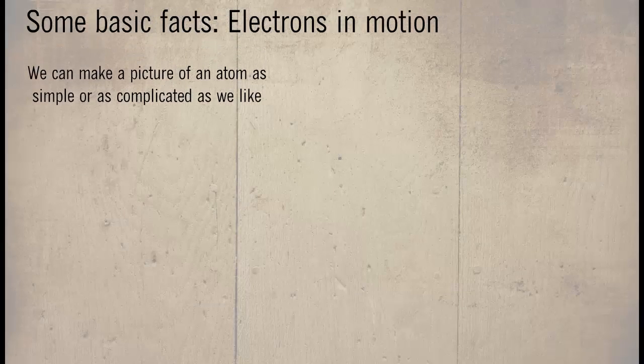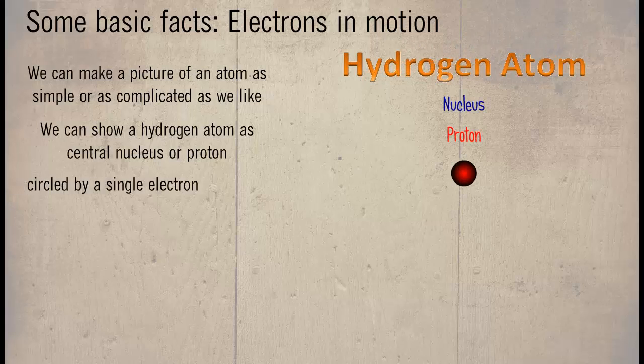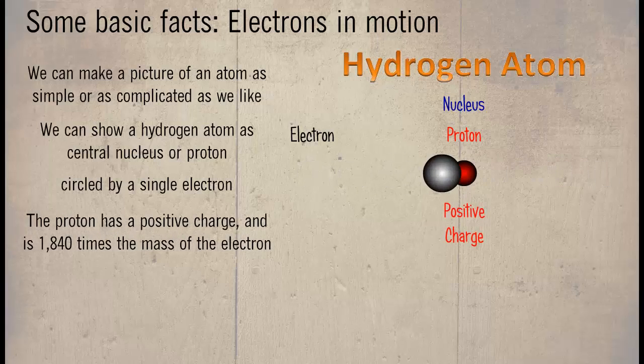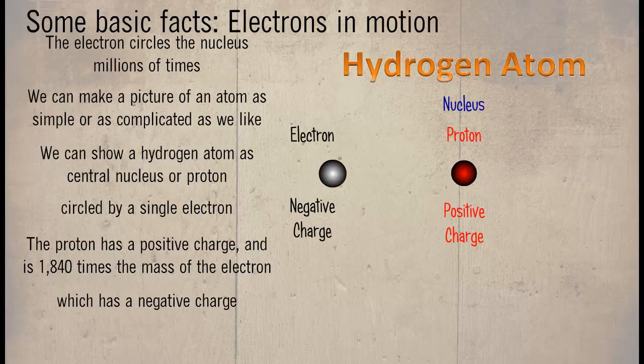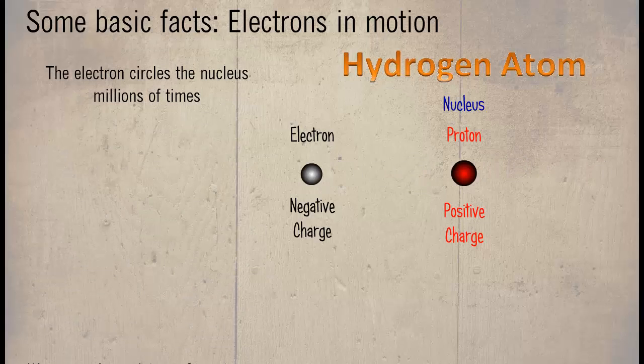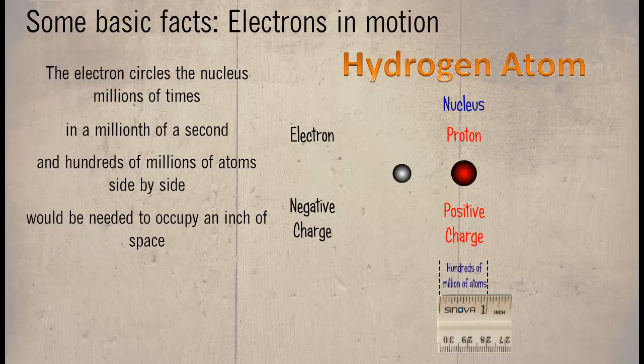We can make a picture of an atom as simple or as complicated as we like. We can show a hydrogen atom as the central nucleus or proton, circled by a single electron. The proton has a positive charge and is 1840 times the mass of the electron, which has a negative charge. The electron circles the nucleus millions of times in a millionth of a second, and hundreds of millions of atoms side by side would be needed to occupy an inch of space.